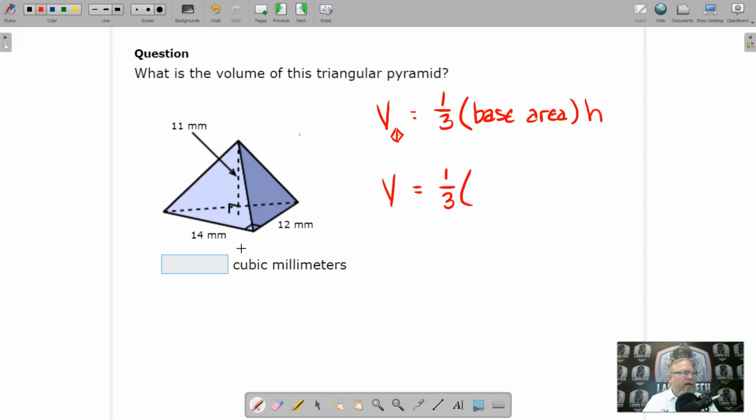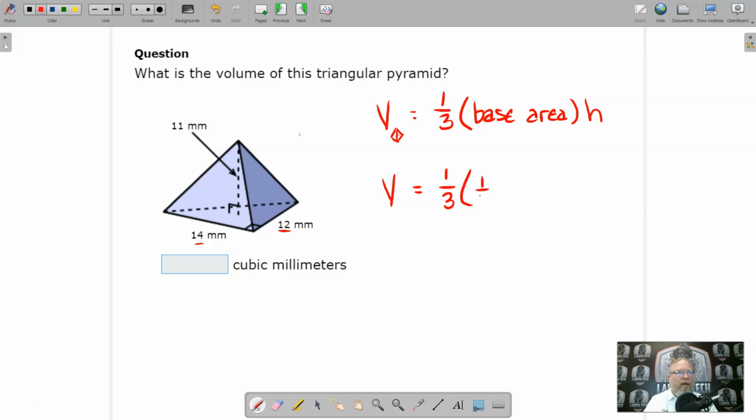Well, I noticed that this is a right angle right here. See, there's a right angle notation here. So with that information, I can either pick 14 to be the base and 12 to be the height, or I can pick 12 to be the base and 14 to be the height. It doesn't matter either way that you go. This is a right angle, so one side's going to be the base, the other one's going to be the height. And remember, for a triangle, it's 1/2 times base times height.